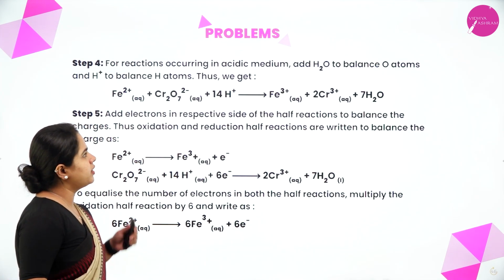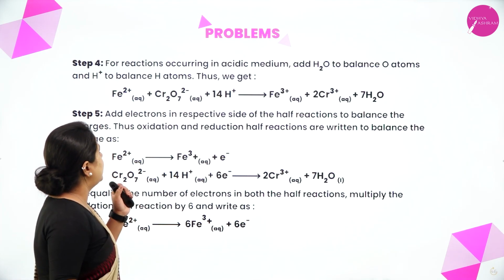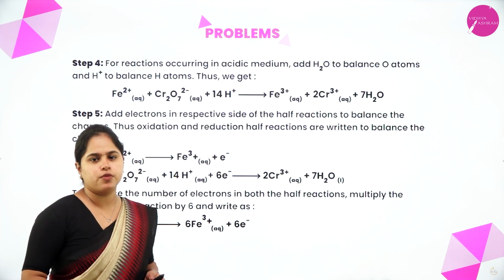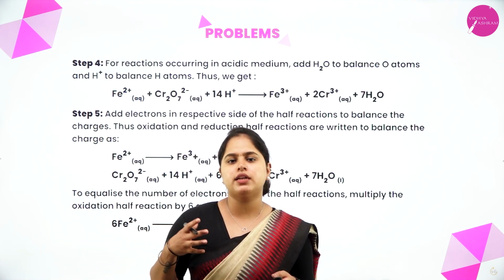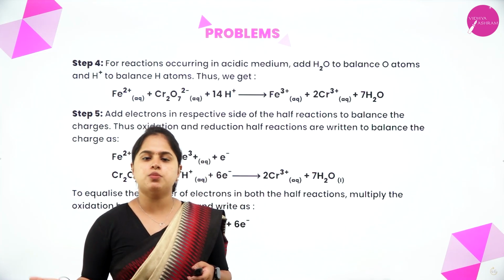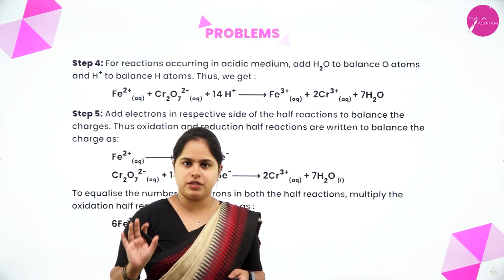For reactions occurring in acidic medium, add water molecules to balance oxygen atoms and add H plus to balance hydrogen atoms. Okay. So it's given that it is in acidic medium. So we have to add the appropriate number of molecules of water, and to balance that on the other side, we have to add the appropriate number of H plus ions as well.